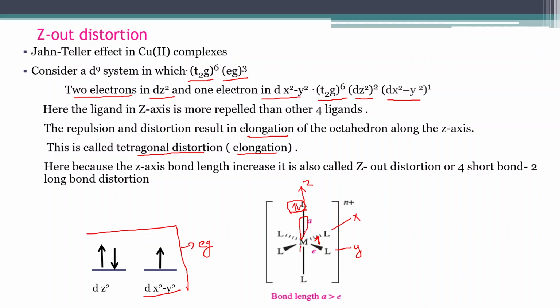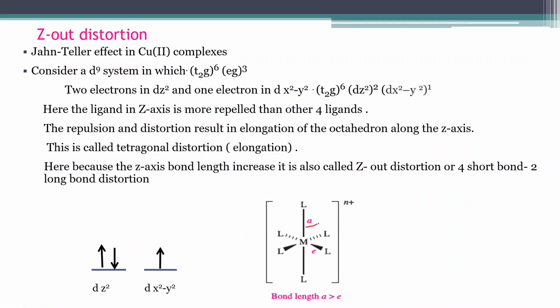So we can represent these bonds as axial bonds and equatorial bonds. The ligands which are in the xy plane are called the equatorial bonds. The ligands on the z axis are called axial bonds. Because of the presence of the two electrons in the z orbital on the metal side, the ligands will be further apart to lessen the repulsion. Because of this, there will be elongation in the z-axis, and this elongation is called tetragonal distortion elongation.